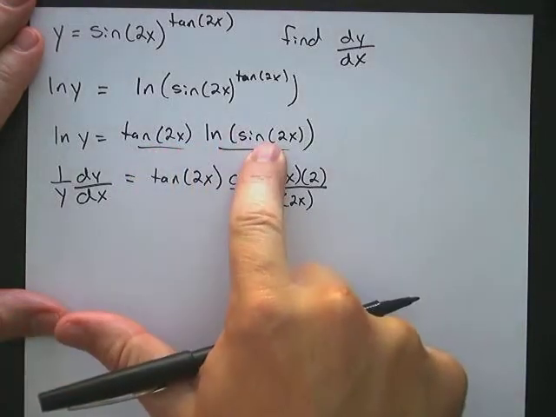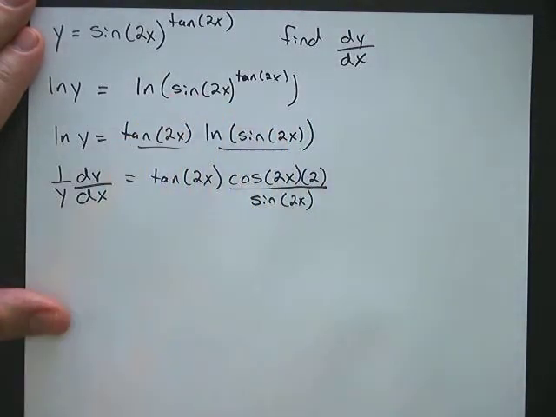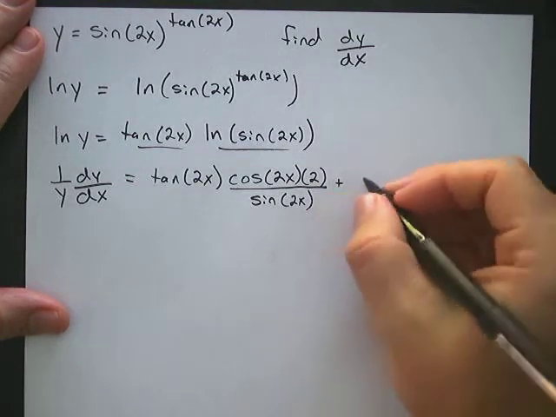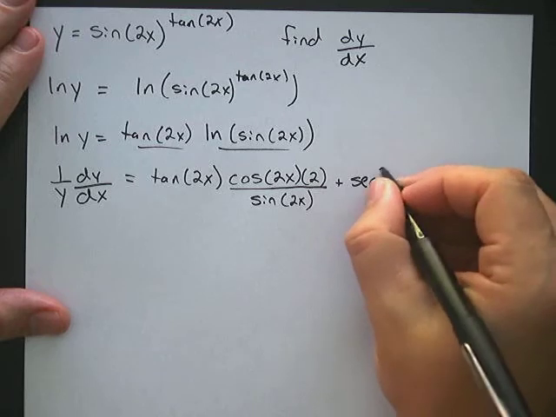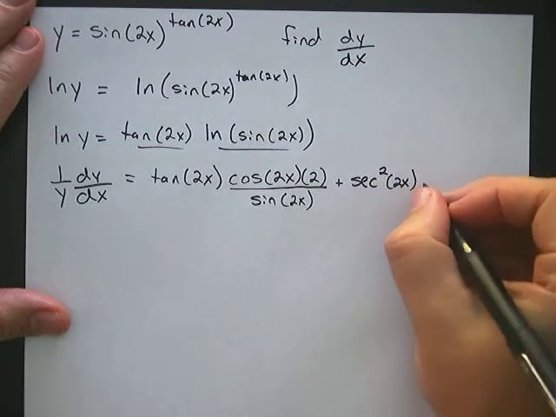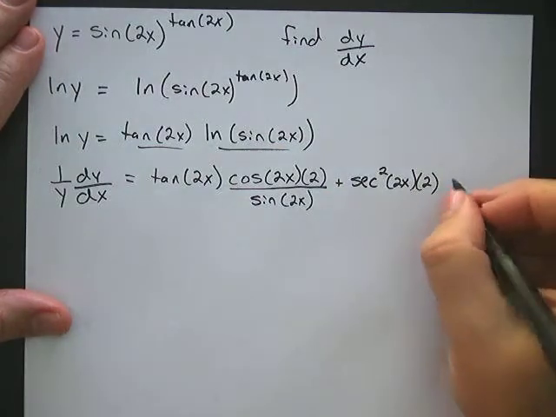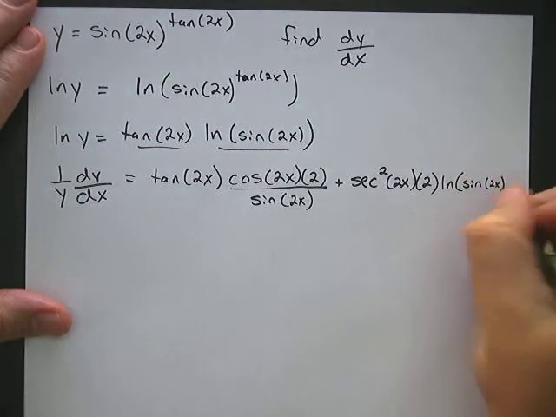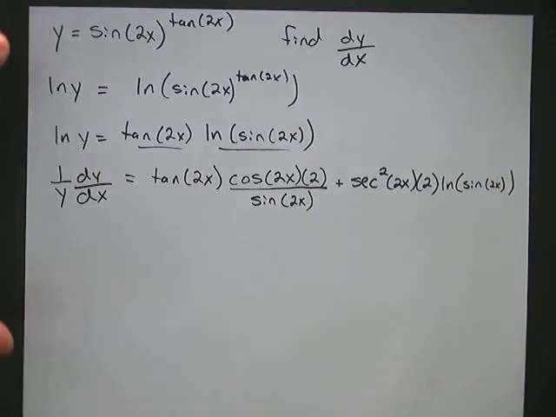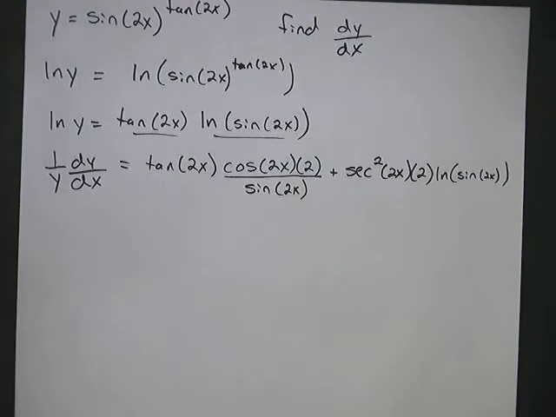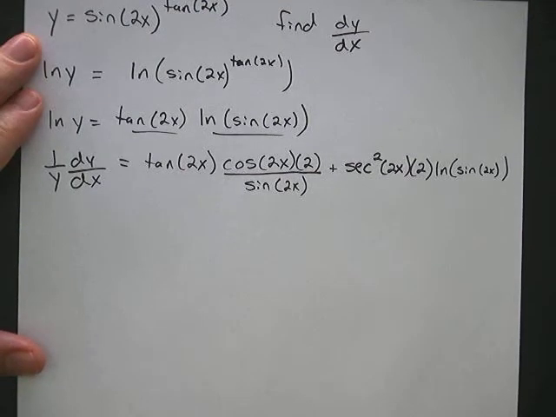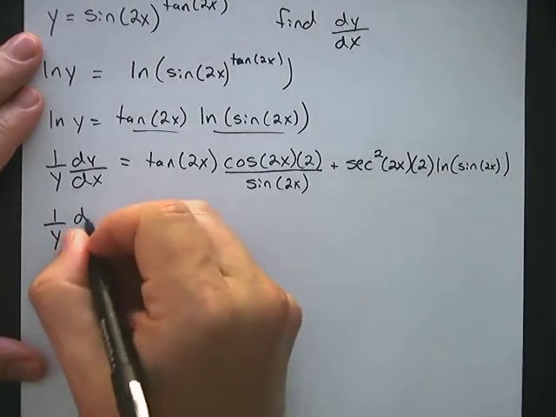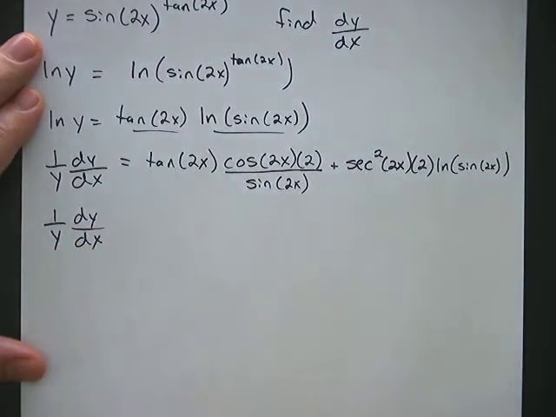Now we need to do the second times the derivative of the first. The derivative of the first is secant squared of 2x times 2. And then we just rewrite the ln of sine of 2x. So that's the derivative, but it needs to be cleaned up a lot. We'll leave the 1 over y over here for now and take care of it in the next step. But in this step, let's try to clean up some stuff.